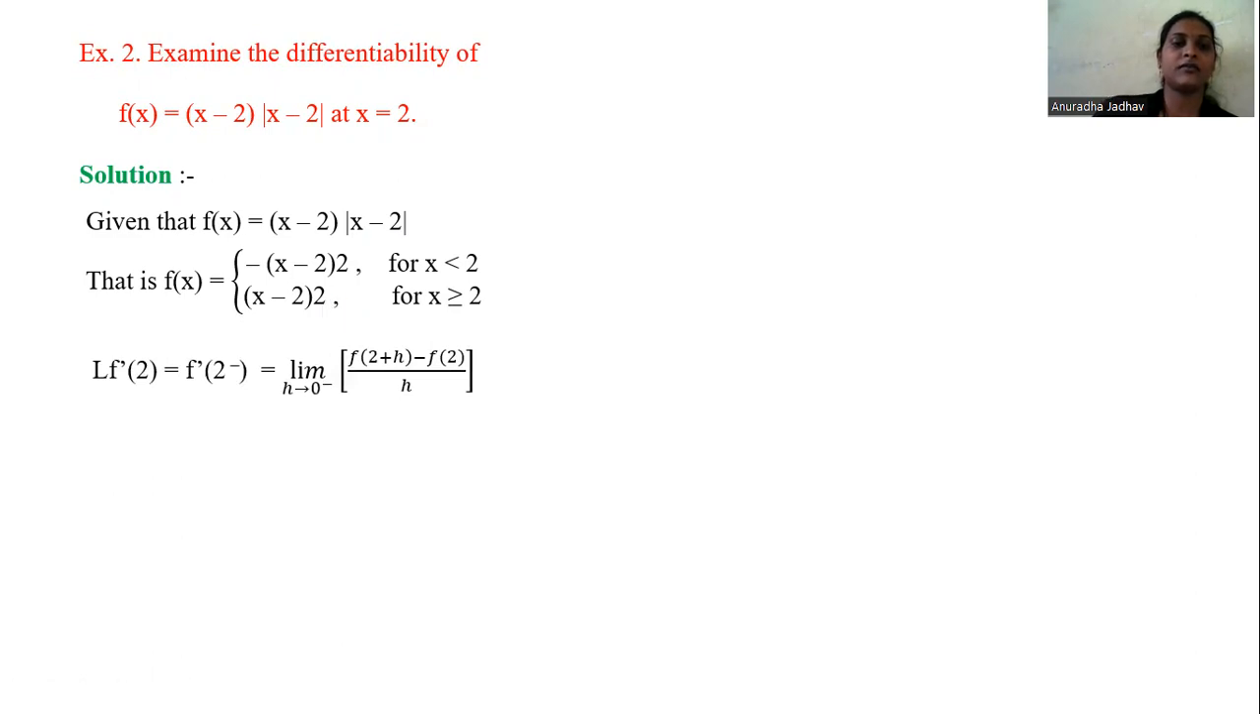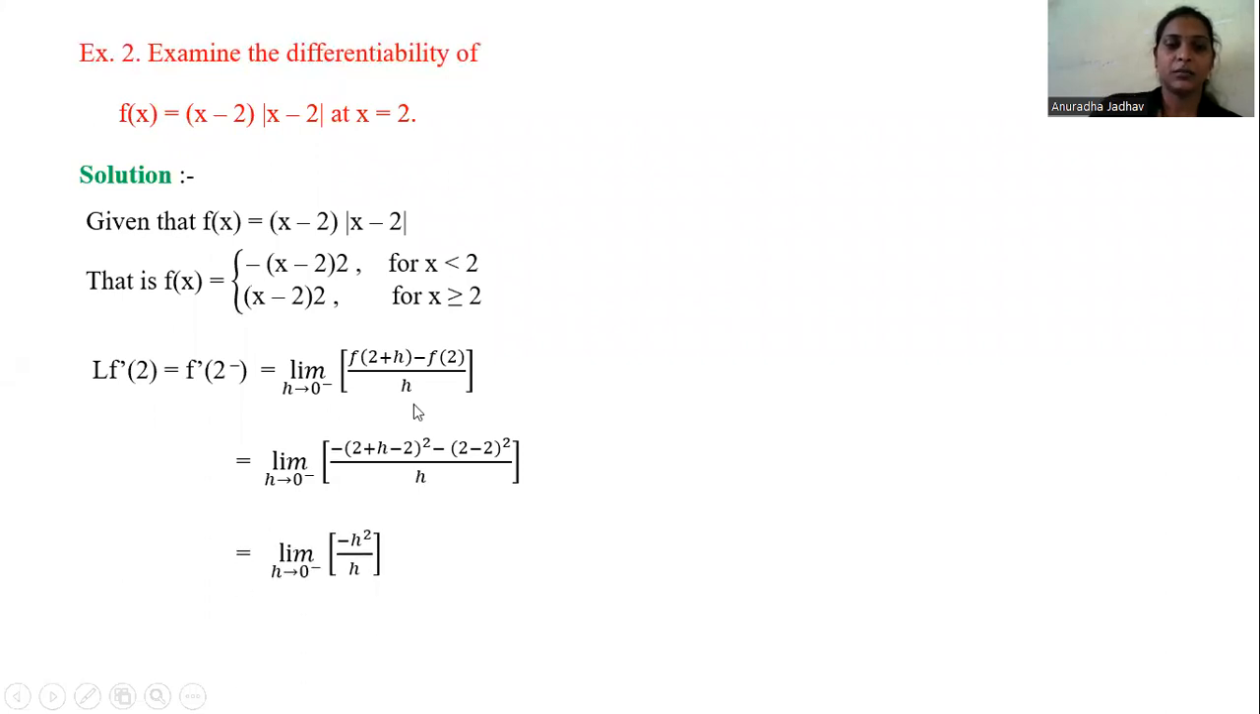Therefore, left hand side limit f dash of 2 is equal to f dash of 2 minus, that is limit as h tends to 0, minus f of 2 plus h minus f of 2 divided by h. The function at 2 plus h can be written as minus, simply replacing x by 2 plus h. Therefore, 2 plus h minus 2, bracket square, minus 2, here directly find the value of f of 2, that is 2 minus 2, divided by h.